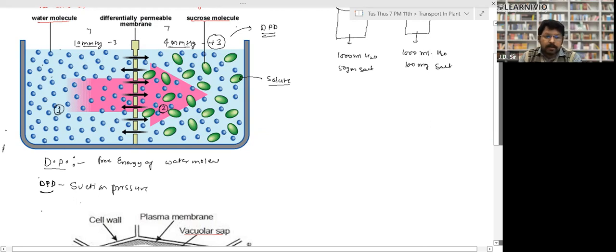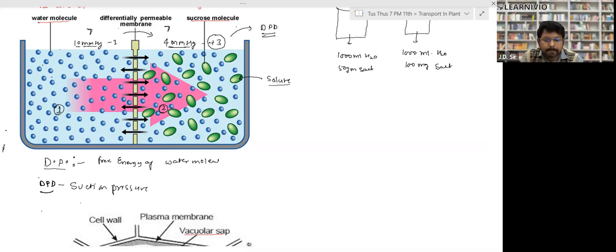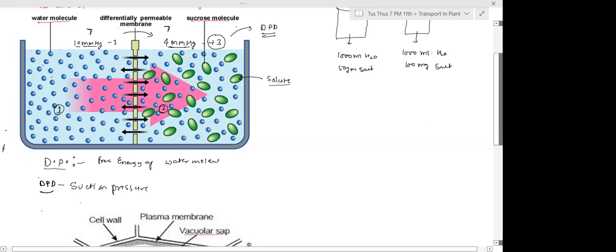Now what will happen? The water will start moving from higher diffusion pressure to lower diffusion pressure until the diffusion pressure becomes equal at both ends, 7 mmHg. When diffusion pressure becomes equal at both ends, that is 7 mmHg, then the diffusion will stop. This is called diffusion pressure. Clear?